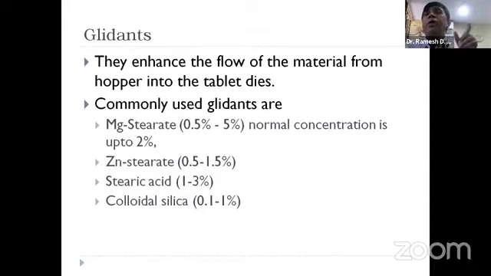You need to remember all these glidants are hydrophobic in nature. Same is the case with lubricants, and that's why their use should be as low as possible. If we can attain good flow with 0.5% of the glidant, we should not go for 1%. Their use should be minimum.